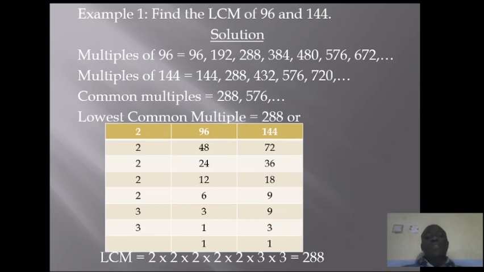So when I use the first 2 to divide 96, I have 48. The same 2 again divides 144, I have 72. Then the second 2 also divides 48, which gives 24. Then the 2 again divides 72, 36 is obtained. Then we use the next 2 again to divide 24, we have 12. The same 2 again divides 36, we have 18.